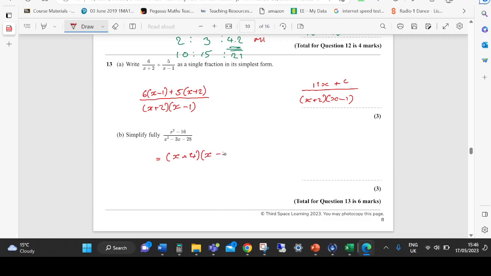And my denominator then is going to be 2 brackets, both starting with an x. Two numbers that multiply together to make minus 24 and add together to make minus 3 are going to be minus 7 and 4. And then they would cancel, giving me just x minus 4 over x minus 7.